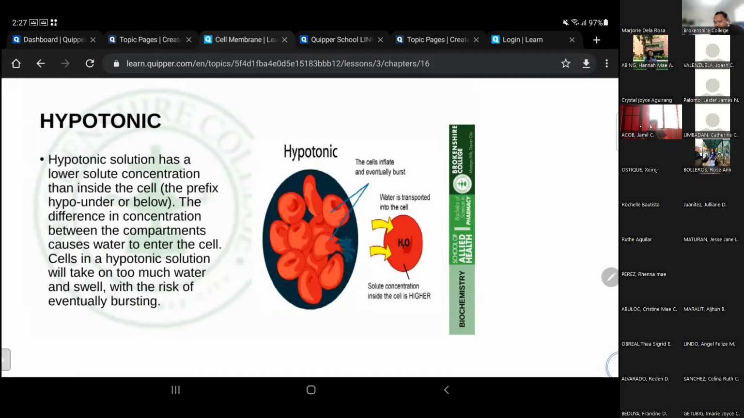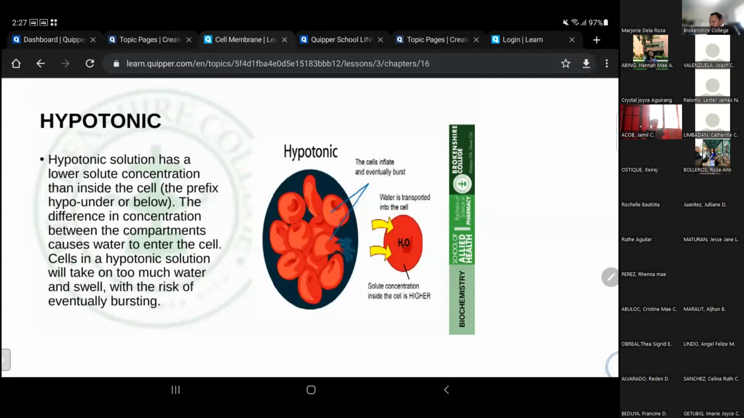The prefix hypo means under or below. The difference in concentration between the compartments causes water to enter the cell. Cells in a hypotonic solution will take on too much water and swell, with the risk of eventually bursting. So swelling, bursting. Just like in the illustration, the cells inflate and eventually burst.